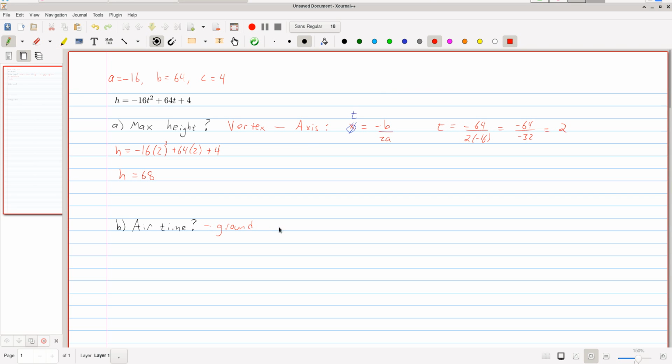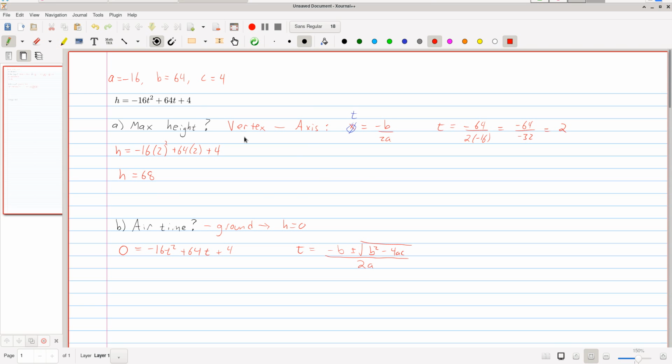If it hits the ground, this means that its height is 0. So we're going to take the original formula and replace h with 0. So 0 equals negative 16t squared plus 64t plus 4. Well, let's plug this right into the quadratic formula. So we've got t equals negative b plus or minus the square root of b squared minus 4ac, all divided by 2a.